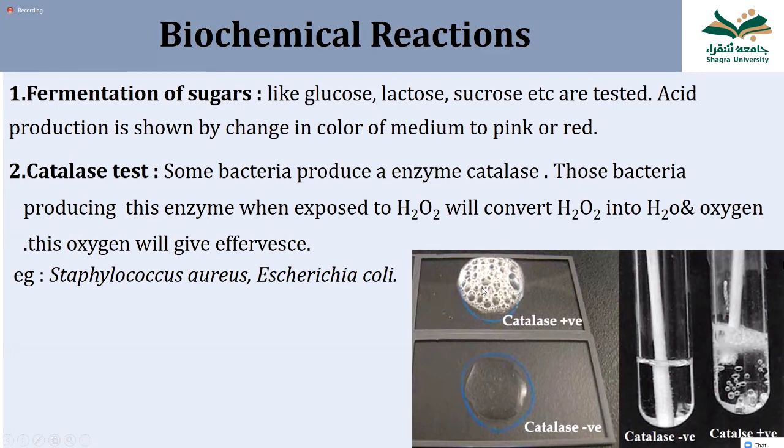But some bacteria are catalase negative. In that case, no bubbles will come out from the hydrogen peroxide, which means the bacteria is catalase negative. Similarly, this is also catalase, but in the tube. The left one is negative because there is no bubble. The right one is positive. Is that clear? The one with the bubble is the positive catalase test, and the one without the bubble is the negative catalase test.